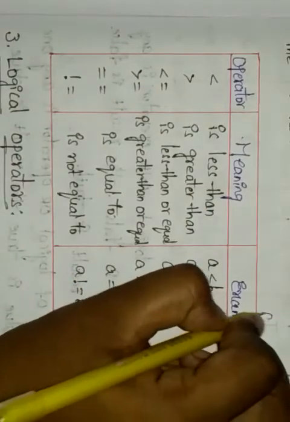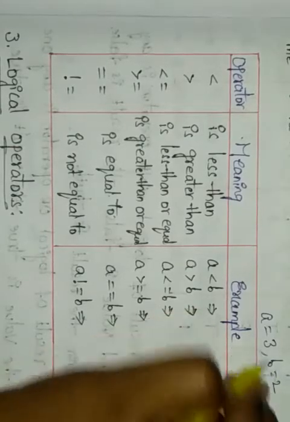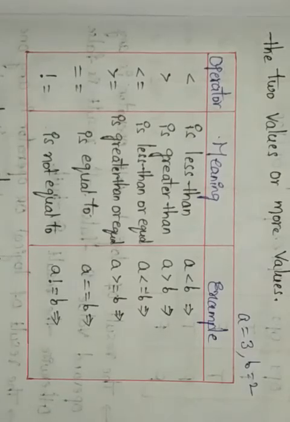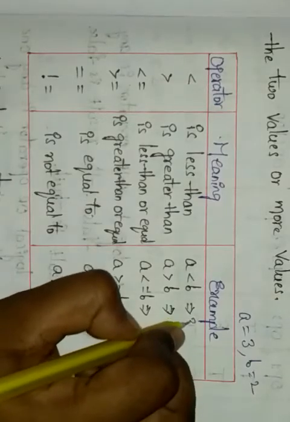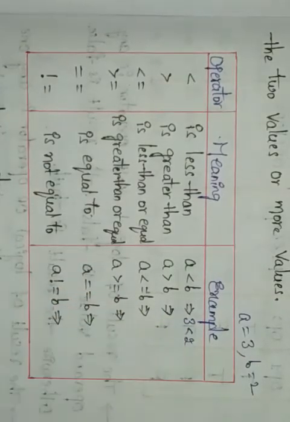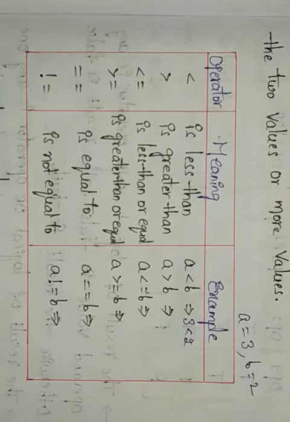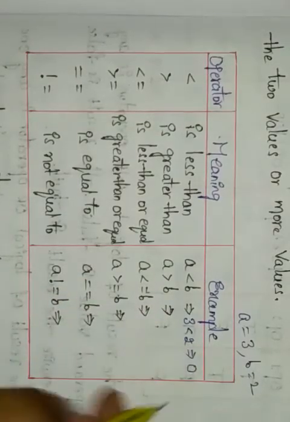Here I am choosing A equals 3 and B equals 2. You can check: 3 less than 2. Is this possible? No. This one is false. In the relational operators, a false statement is displayed in the form of 0, and if it is true, it is displayed in the form of 1. It will not show any other values. So false means it shows the value 0.